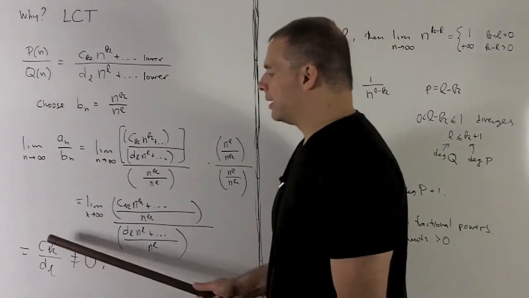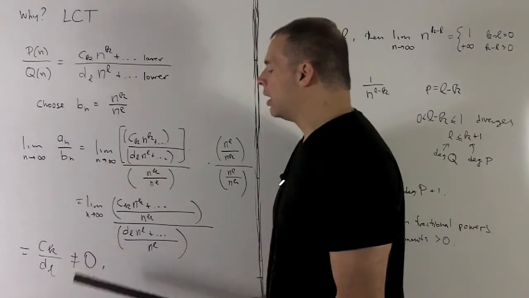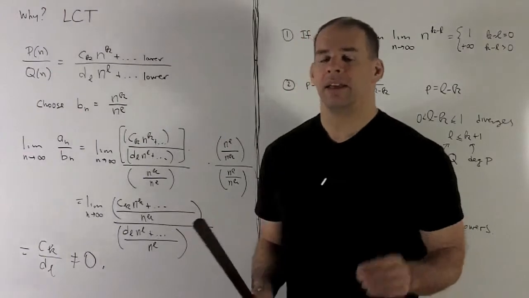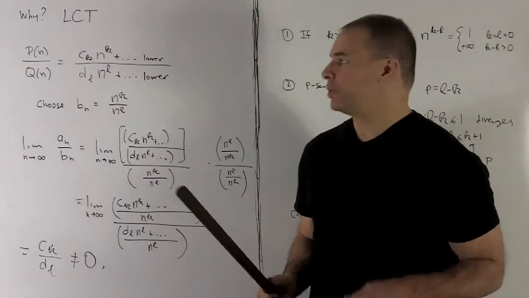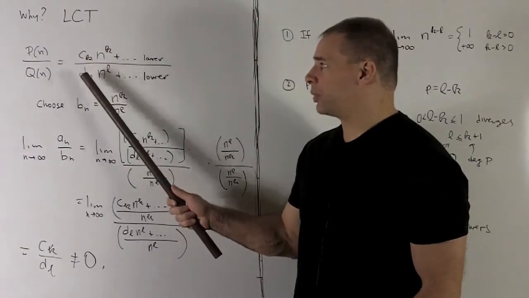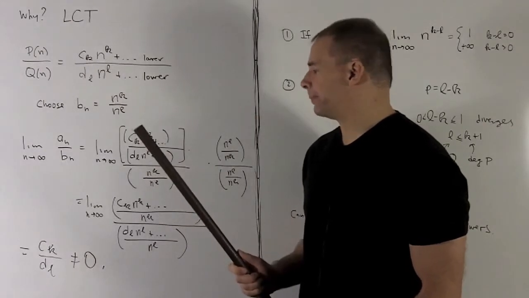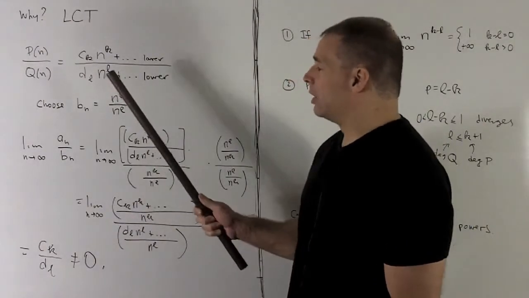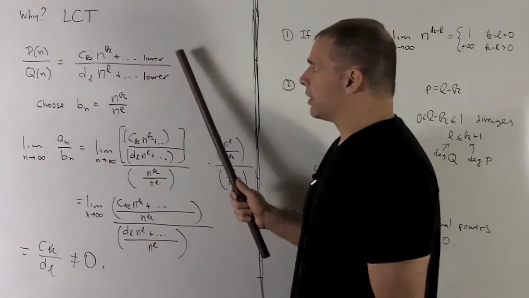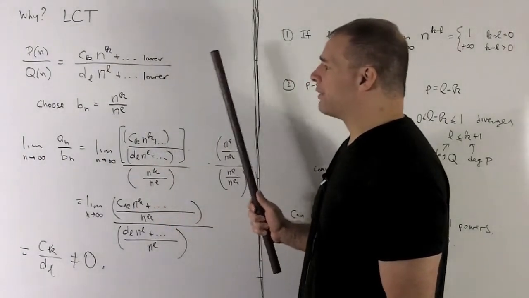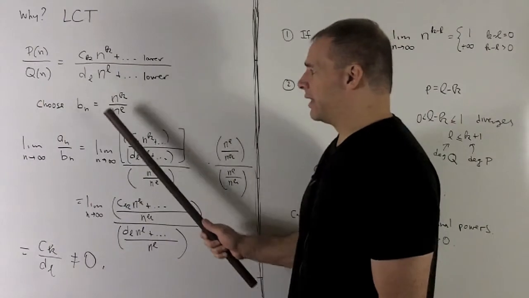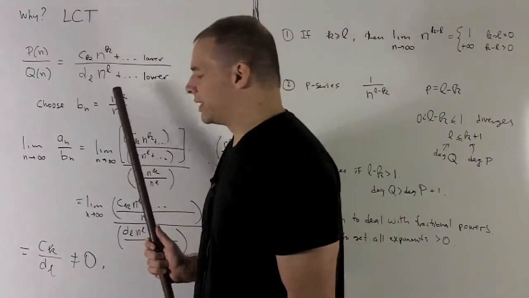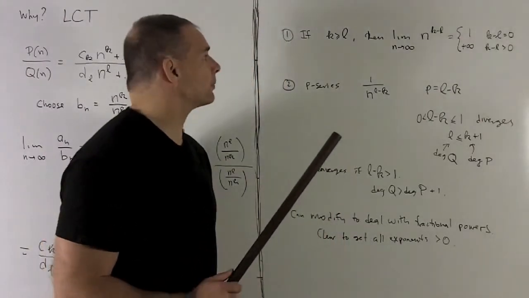So our limit's going to be c sub k over d sub l, and that's going to be non-zero because we're assuming that our polynomials are not exactly equal to 0, which means there's going to be lead terms which are non-zero. Okay, so that's going to say that our original series is going to converge or diverge together with this n to the k over n to the l series. Let's take a look at when this converges or diverges.